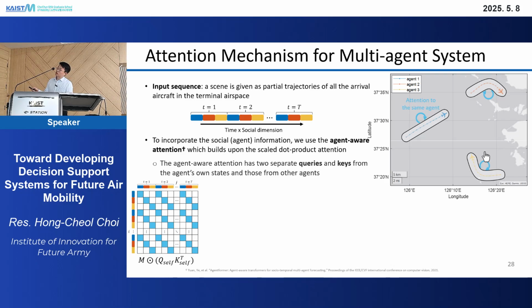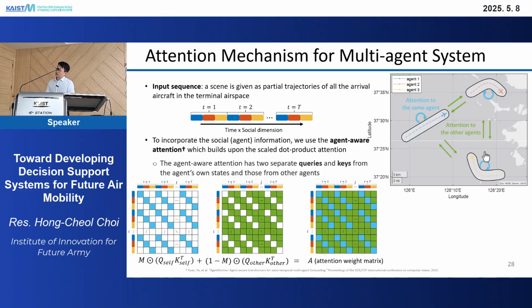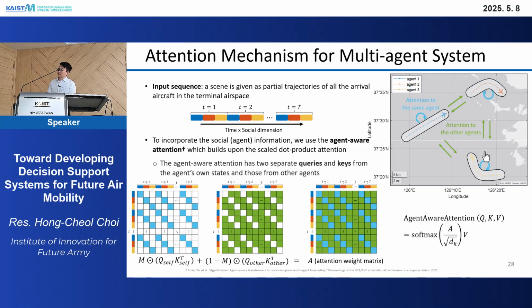The blue one focuses on or attends to itself, the red one and the yellow one attend to themselves using this masking matrix. And at the other layers, using these operations, we can focus on the agent attending to the other agents, not the ego agent. They attend to the other agents using these operations. And these two separated layers are finally merged into one for the attention weight. And then we can finally get the attention weight like this.